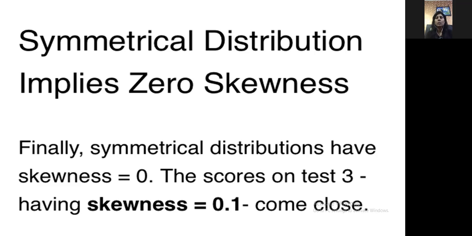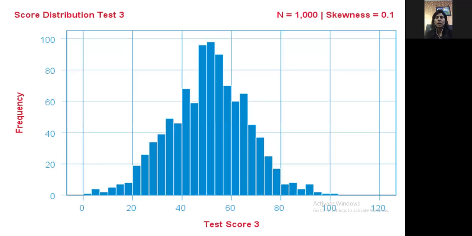So let's understand how to plot this curve, how the curve of this symmetrical distribution has been plotted. The data remains the same, but the shape of the curve got changed on the basis of the data recorded, on the basis of the scores of the third test. So here you can see the number of observations, the number of people, is 1,000. Skewness is 0.1. And on the x-axis, again, we have taken the test score of the third test. On the y-axis, we have plotted the frequencies.